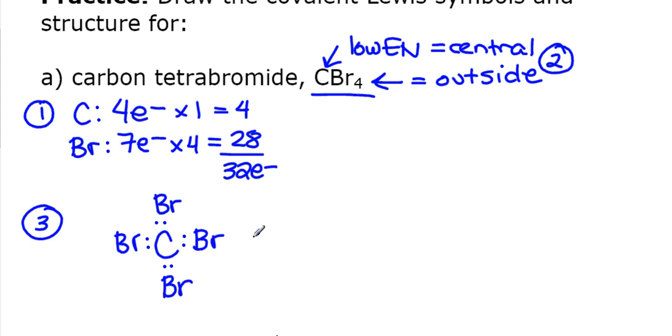That's step 3. Write a skeletal structure with outer atoms joined to the central atom by single bonds, 2 electrons. So 2 here, here, here, and here. Those are 4 bromines. I've put them all in.